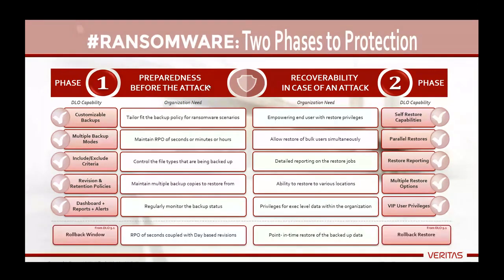From DLO 9.1, the rollback window is part of that: RPOs of seconds coupled with day-based revisions, so point-in-time restore of the backed up data. So this is the rollback window and rollback restore. It starts from DLO 9.1 if you are using it. The current latest version is 9.3.3.